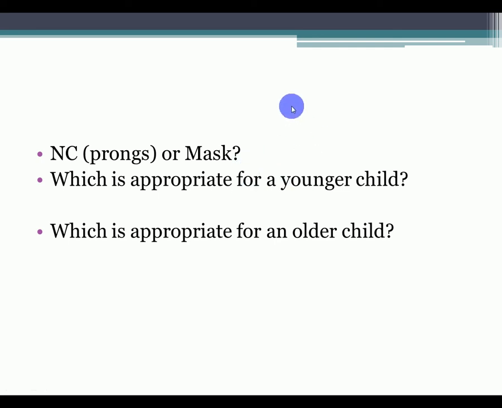Now, a lot of times your younger children can tolerate the mask a little bit better than the older children, because the older children get to where they actually pull it off because it bothers them. It feels like they're smothering, I guess. So, as a rule, with the mask, the younger children, and with the prongs, the older children. But there may be times that you have to use the mask with an older child.